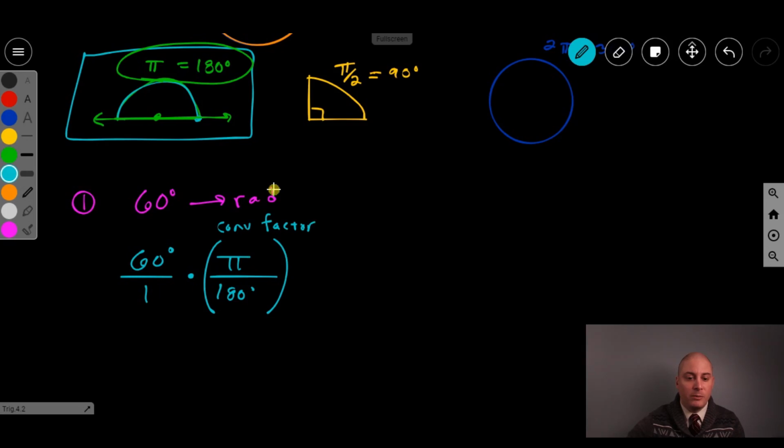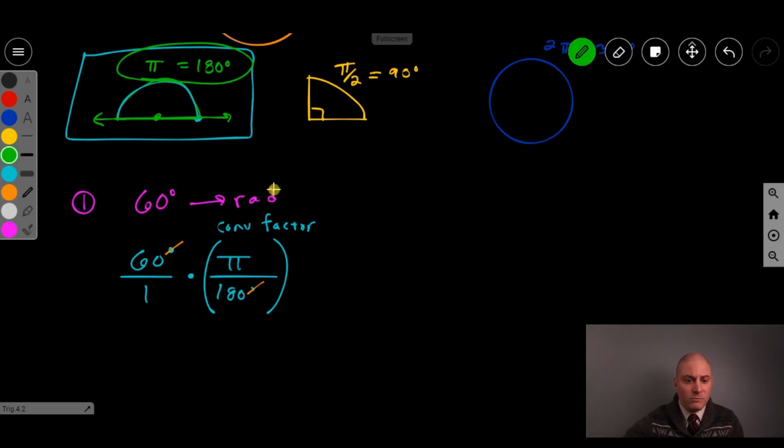They're both equal to each other. Pi and 180 are equal to each other. So in effect, all I've really done is multiply by 1. You can think about it this way: the degree units cancel each other out. Degree divided by degree is unitless. And then all you're really doing is 60 times pi, divided by 180.